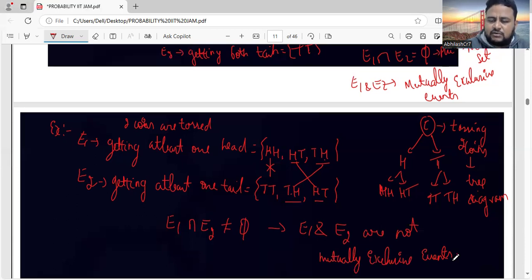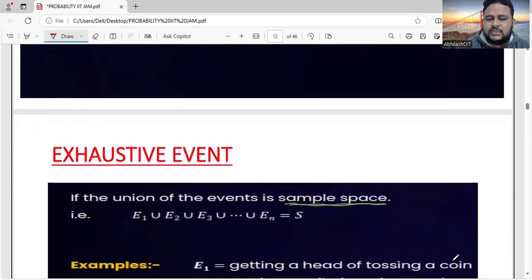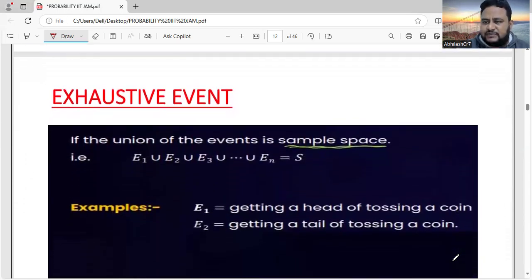Okay, so let us now move forward to learn about what we mean by exhaustive events. You can either call it exhaustive events or mutually exhaustive events. Both are one and the same. If the union of the events is a sample space. Union means if you combine the events. If you combine event 1, event 2, event 3, up to event 10, and it comes up to be the sample space.